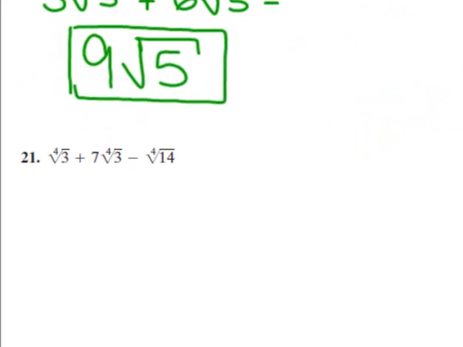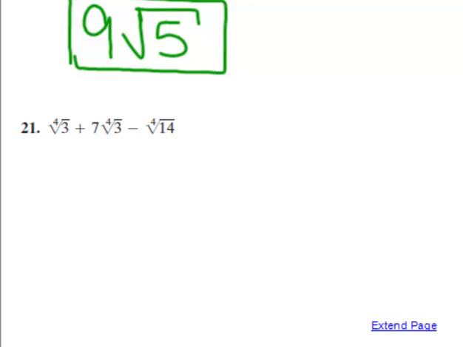Next one, similar story. Check to make sure that they have the same index, and then double check to make sure that they have the same radicand. So this one and this one can be combined, but this guy can't be. So what we're going to do is combine the ones that we can, and then leave the other ones alone.